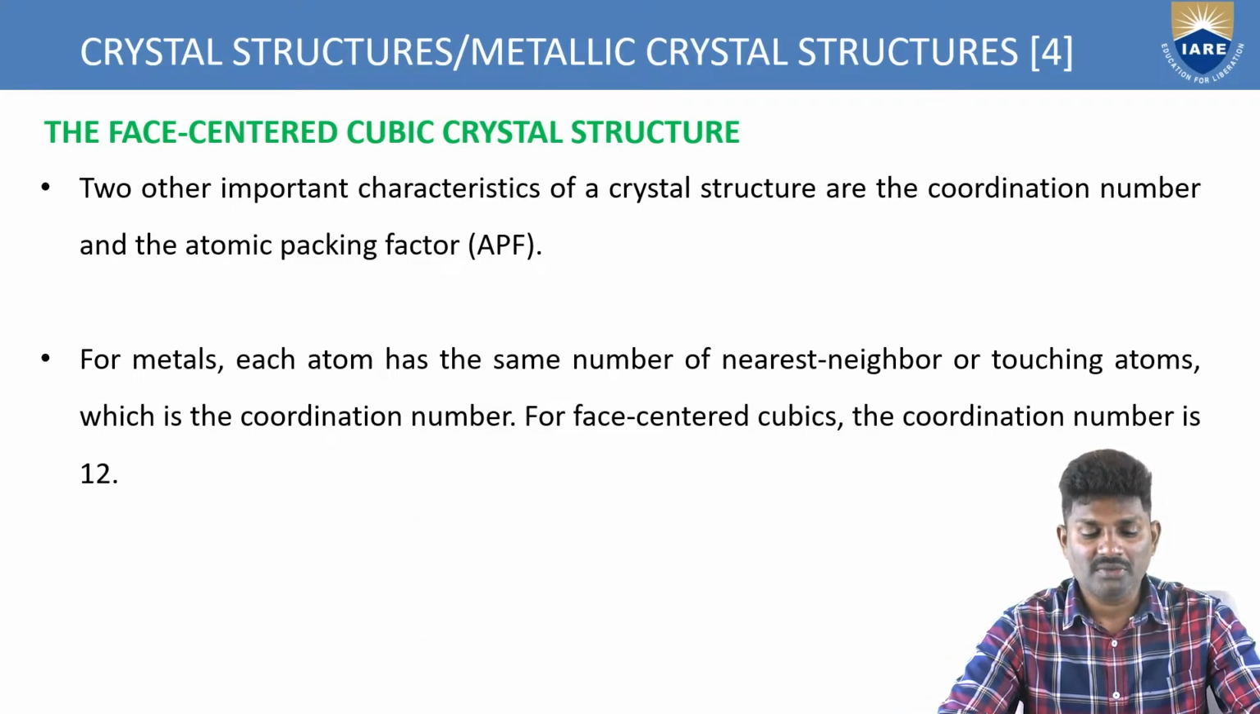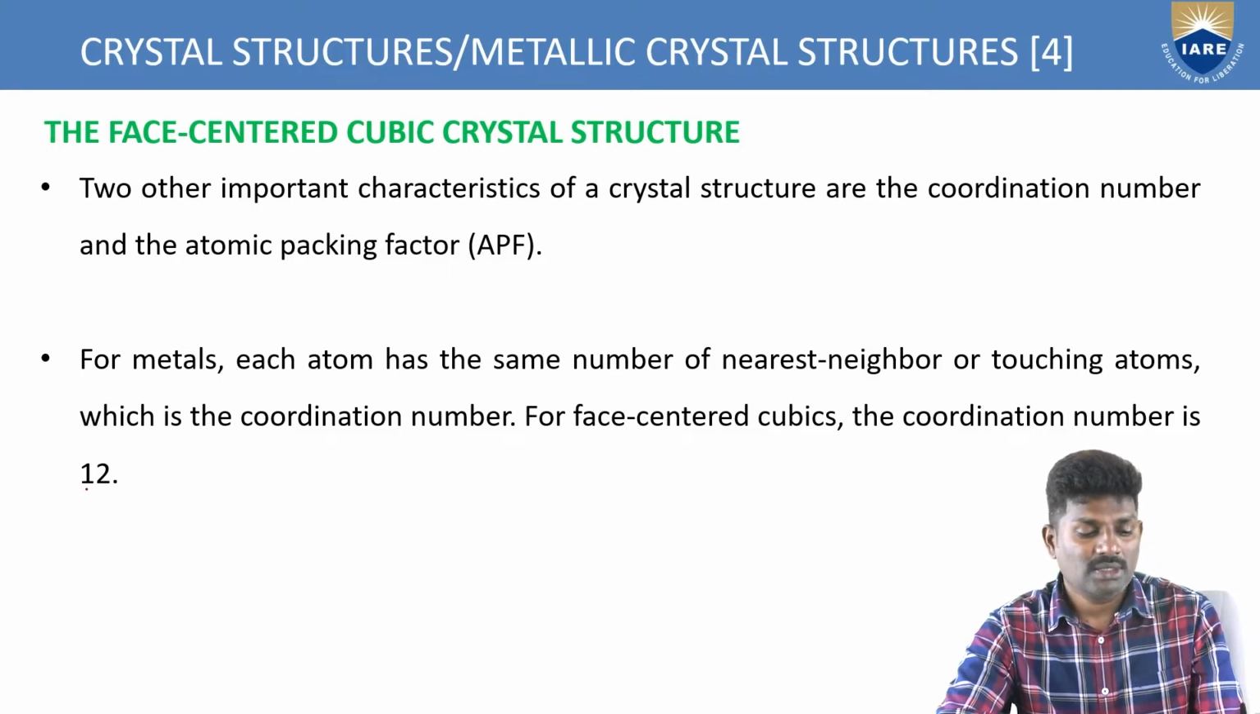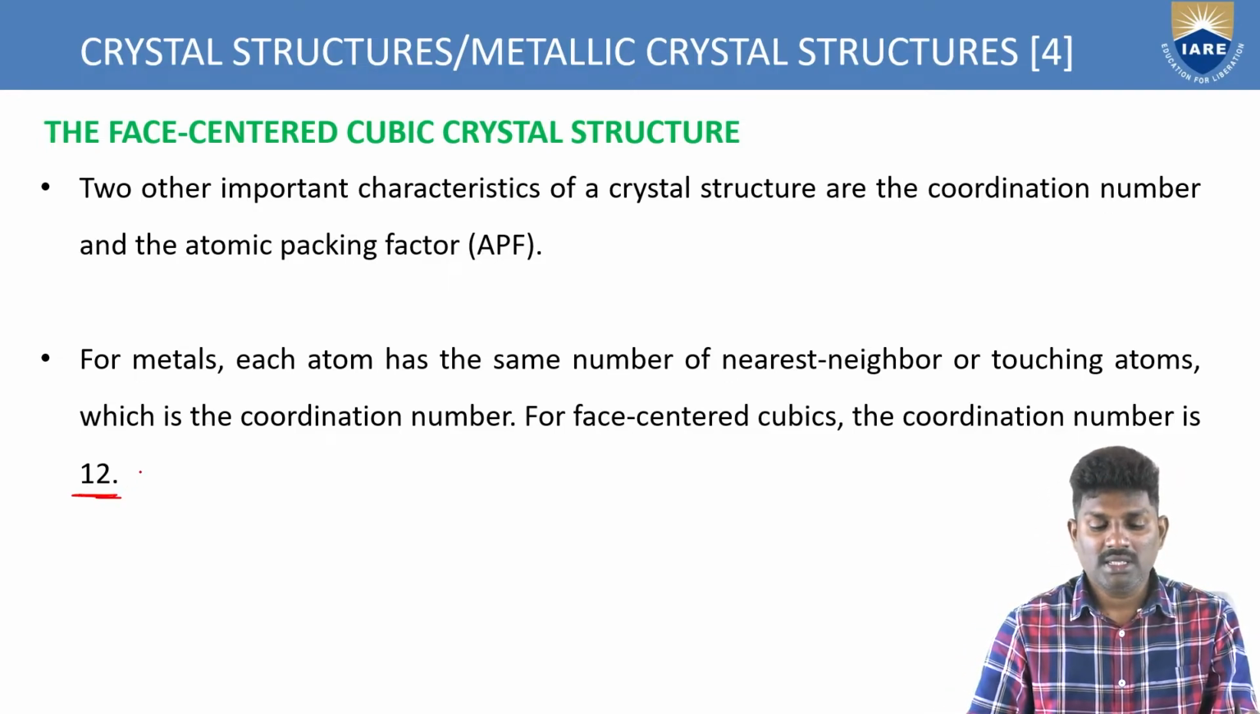Two other important characteristics of the crystal structure are the coordination number and the atomic packing factor. So you have these in the FCC also. Based upon the atomic packing factor and the coordination number, we can easily tell how close the atoms are to each other, and so what the solidity of the metal is. For metals, each atom has the same number of nearest neighboring or touching atoms, given by the coordination number, and for FCC the coordination number is 12.